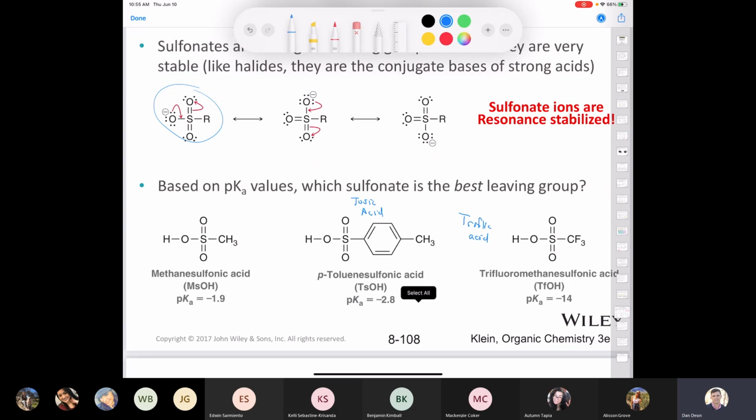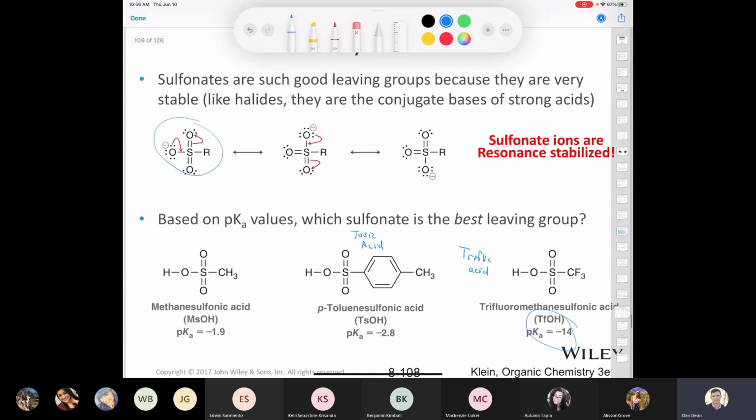And methane sulfonic acid, I don't think there's a shorthand for that. But anyhow, look at this, a pKa of -14. Is it just me, Jerry, or is that a strong acid? That's a strong acid, right? That's a very, very powerful acid.